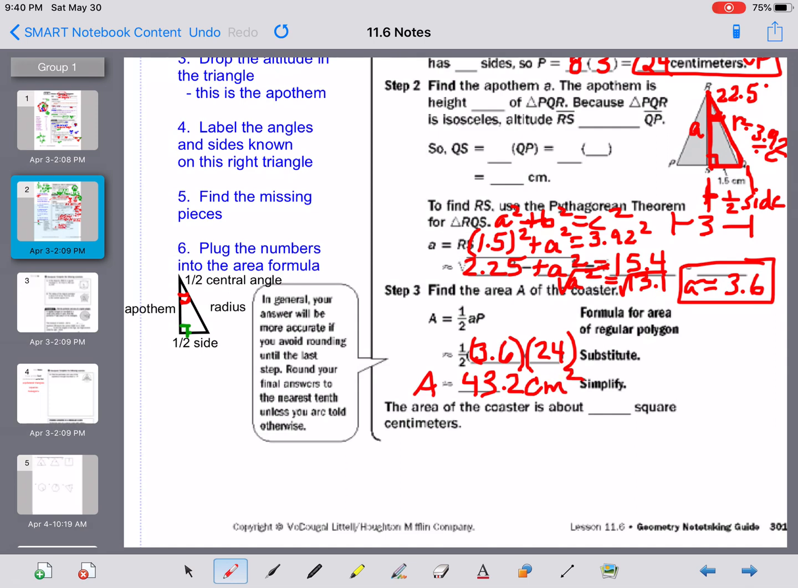Okay. By the way, we dropped that altitude down, the apothem. We labeled the angles and sides we knew. We found the missing piece, which in this case was the apothem. That's what we needed. And we plugged the numbers into the area formula. Okay, I can't stress enough this little triangle. This is going to be the key to everything we do here. When I look for work on your papers, I'm going to look for this triangle every time. Because if you can properly label this triangle, you can do every one of these type of problems. Okay, let's turn the page and try some more.